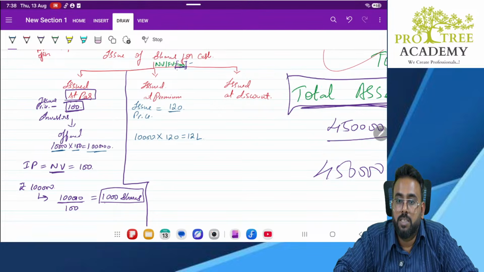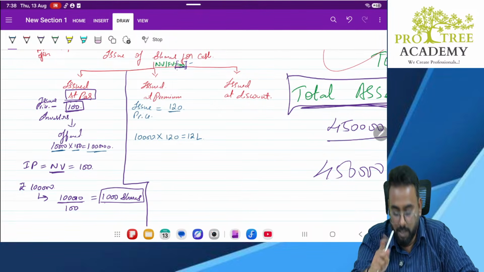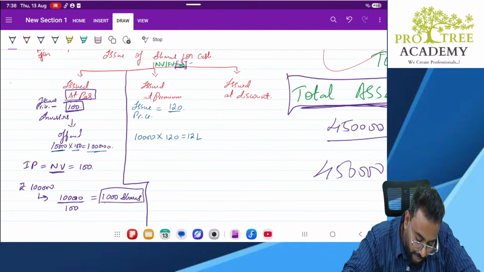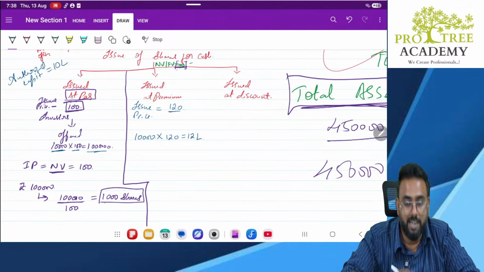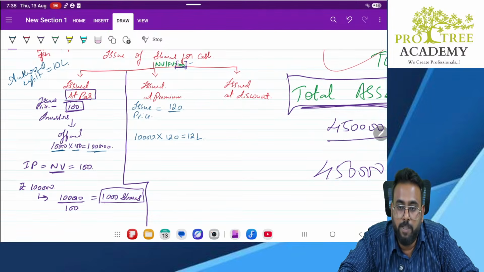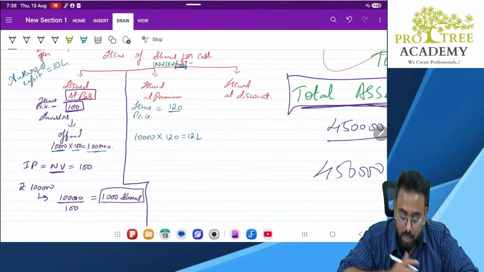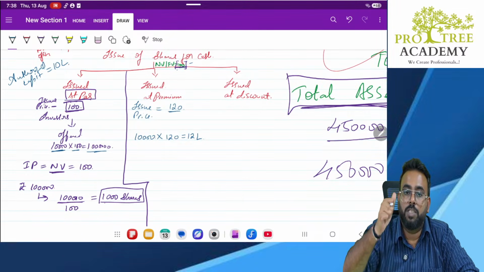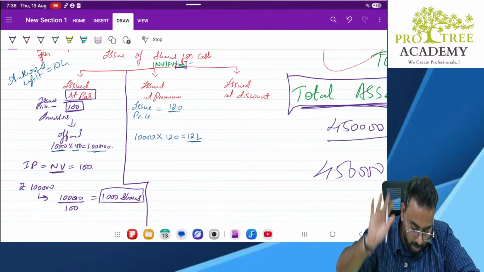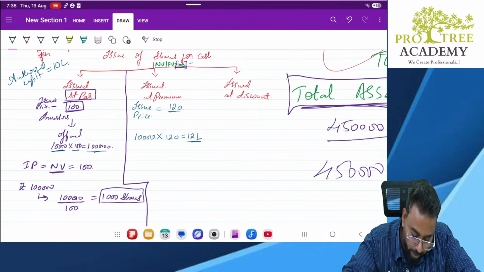Sir, wait, you are cheating, sir. What is the cheating? Sir, your maximum authorized capital itself was 10 lakh, no, sir. But now you are collecting 12 lakh. How is it possible, sir? You only said it can't be done. Hold on. You are right. Good point. I will come back to that.